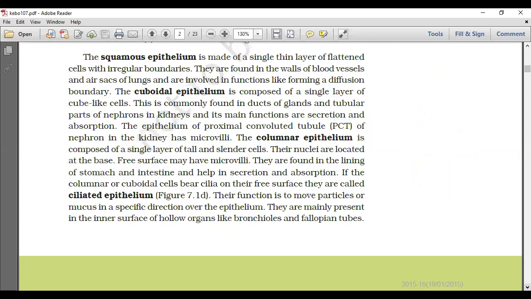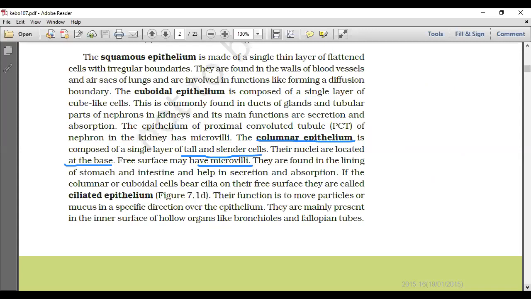Next, the columnar epithelium is composed of a single layer of tall and slender cells. Their nuclei are located at the base. The free surface may have microvilli.